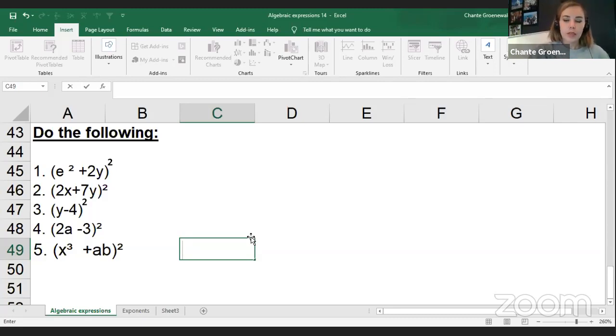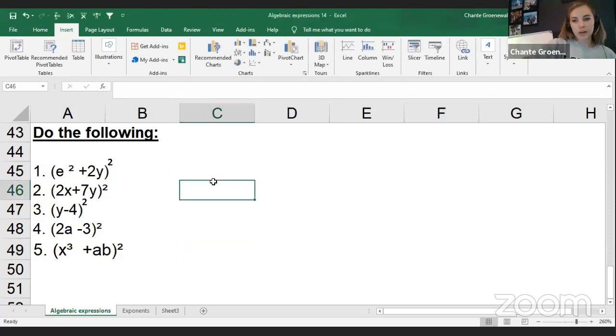Okay, can I then quickly start by explaining to you question 1? Very easy question 1. We have e to the power of 2 plus 2y. Okay, so, I'll wait. I'll wait.